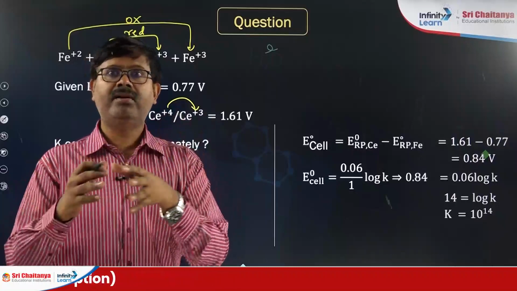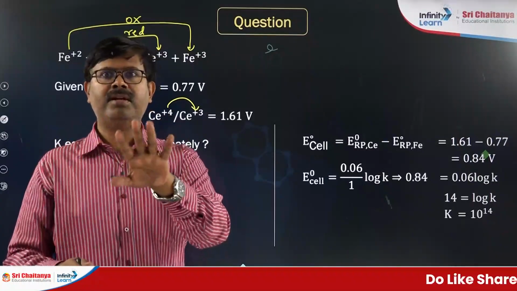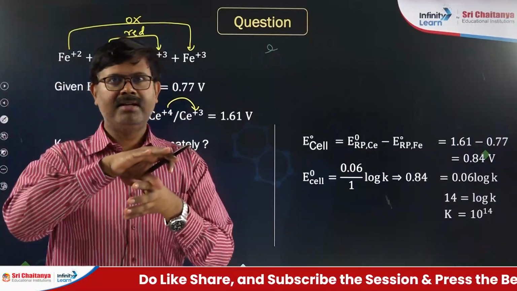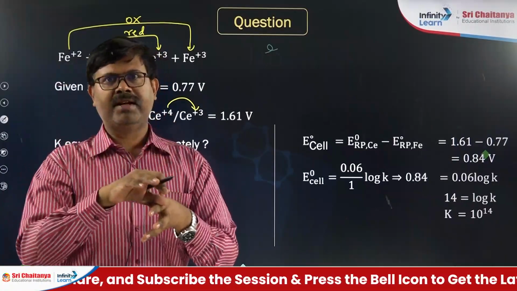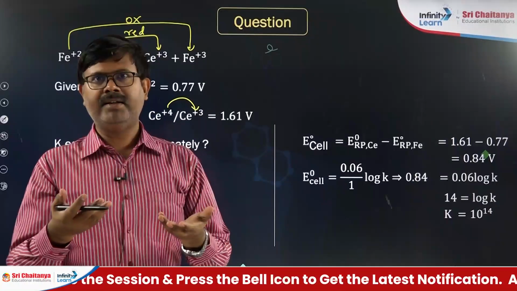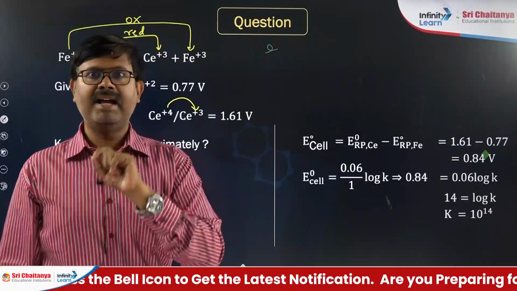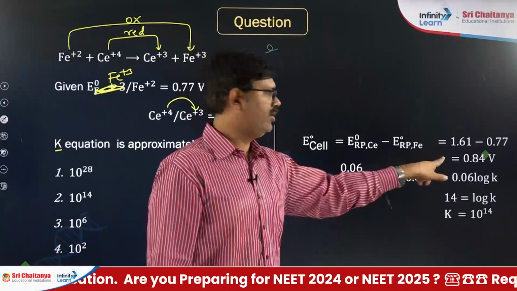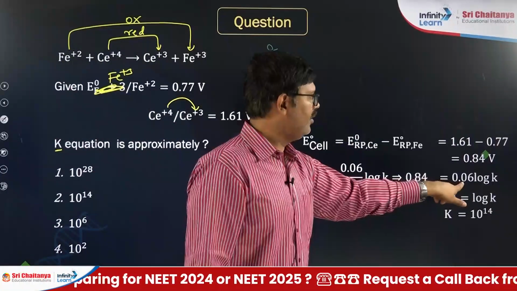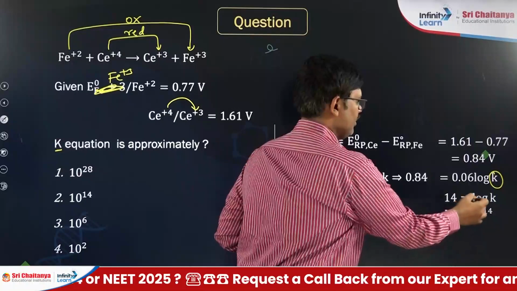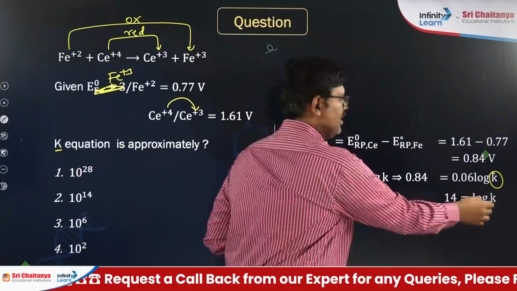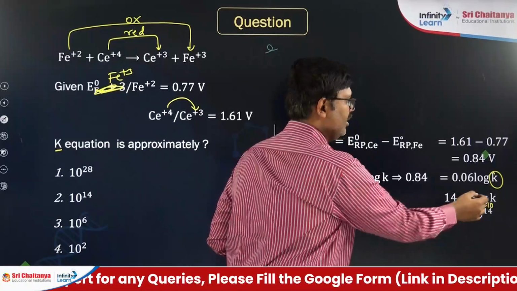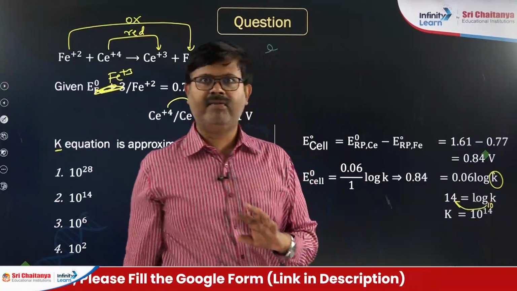Don't add these two electrons and say 1 plus 1, 2. That is the n. No. Because electrons involved in the reduction side or oxidation side will always be equal. Don't add them. That is the n here, which is 1. And equate it to the E naught cell, 0.84. Then you will get the equilibrium constant. Log K is 14 means what? K is equal, here base is 10 I mentioned. So 10 power 14 is the K value, the equilibrium constant.